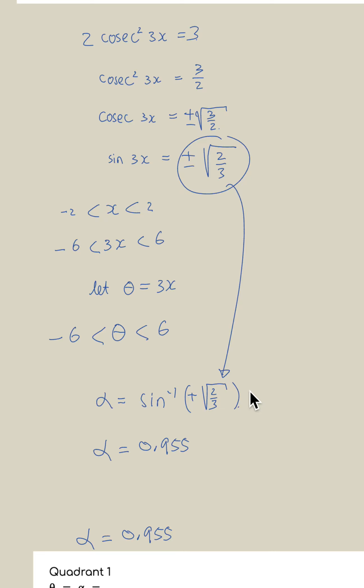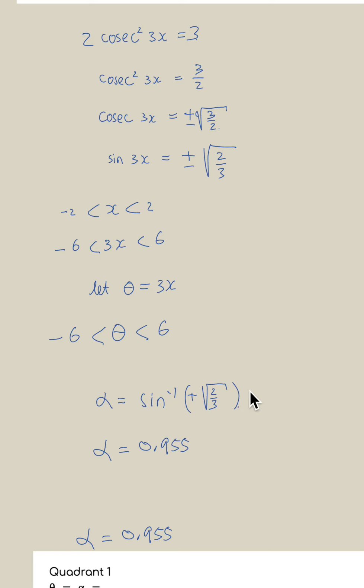And if you press the calculator, let's check again. Inverse sine root of 2/3. Yes, you get 0.955. That's the value of alpha. Do we need to check which quadrant this is? No, we don't have to check, because it's plus and minus, which means you will have it in all the 4 quadrants. So we just do the quadrants one by one. Okay, let's start with quadrant 1.